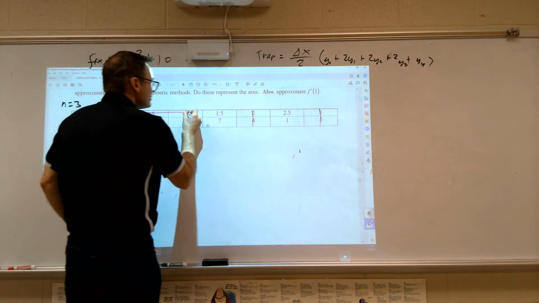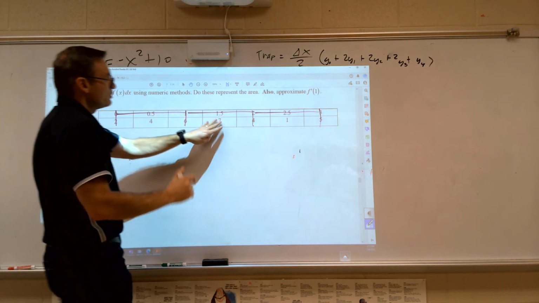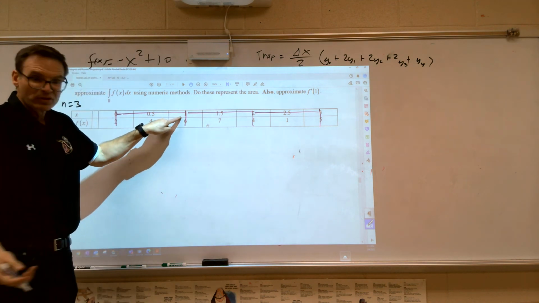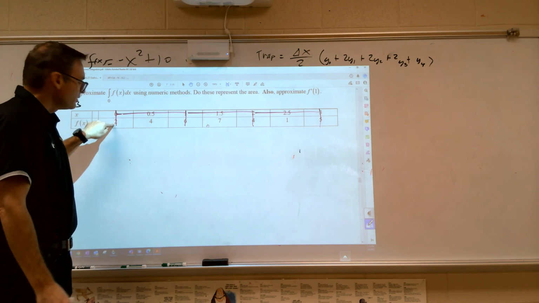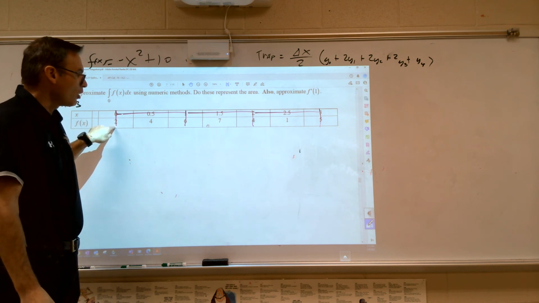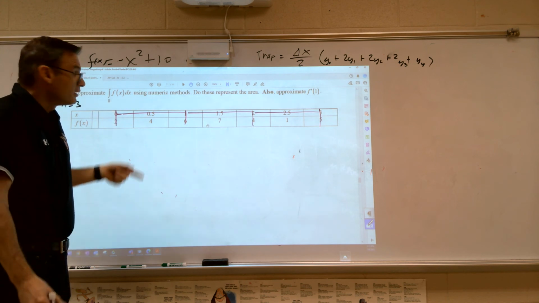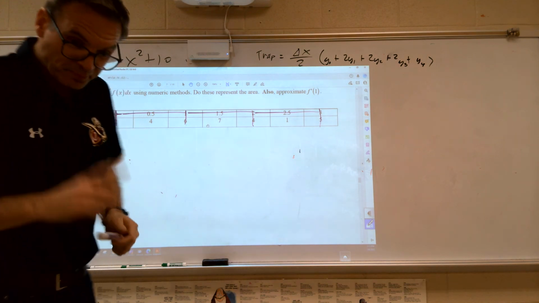And so I have a base. You can start to see, here's 1 rectangle, here's a 2nd rectangle, here's a 3rd rectangle. Each of these has width 1, so we're fine. LRAM, you get your height from the left side. RRAM, you get your height from the right side. MRAM, you get your height from the middle. And then trapezoid, you use your trapezoidal rule.